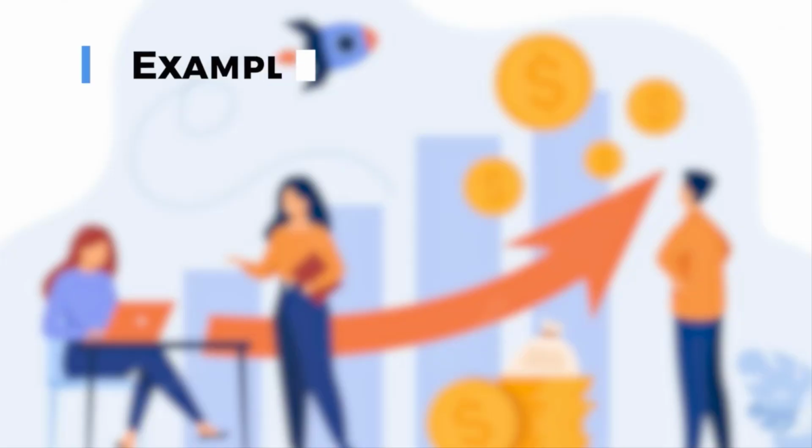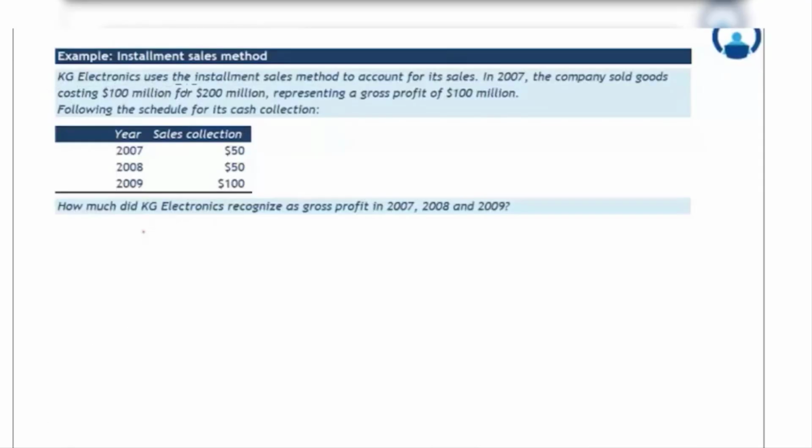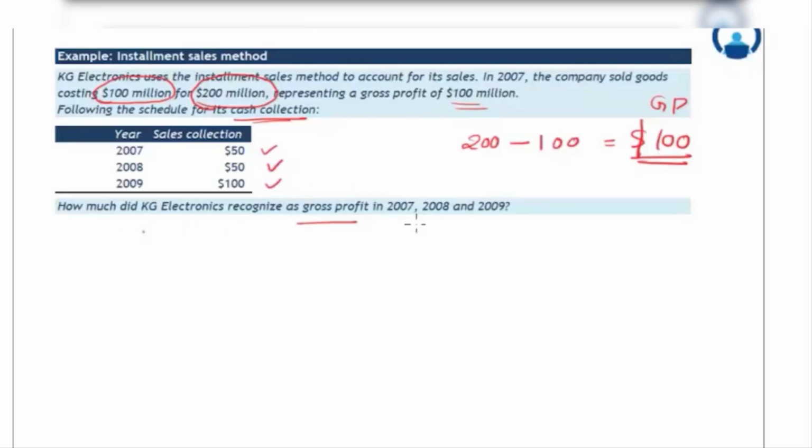Now let us look at this example on the installment sales method. We have a company called KG Electronics, which uses the installment sales method to account for its sales. The company has sold goods worth 100 million, and the sales were 200 million. So effectively this represents a gross profit of 100 million, that is, 200 minus 100, which is $100 million as gross profit. The following is the schedule for cash collection. 50 million is collected in 2007, 50 in 2008, and another 100 in 2009. So what would be the gross profit for 2007, 2008 and 2009?